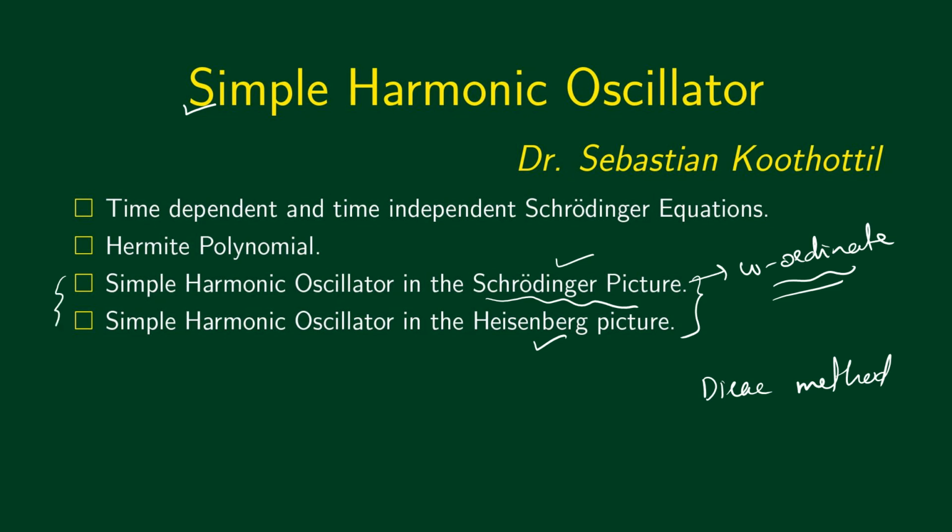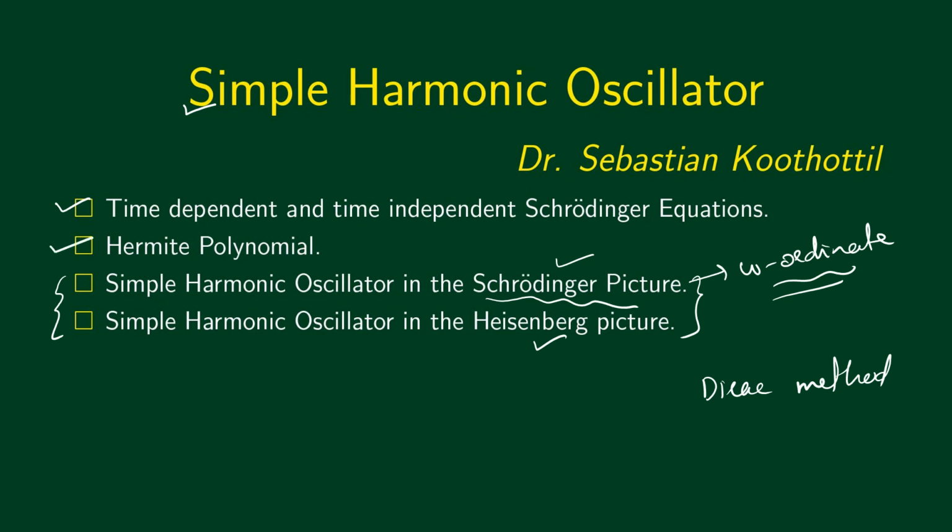Now, before going into these things, we'll have a quick review of some of the concepts that we have discussed before. First, we'll make a quick revision of the time-dependent and time-independent Schrodinger equations. Even though we have discussed these things in the class, I would like to revise it in a slightly different manner from what we have already seen. And then I shall revise the Hermite polynomial.